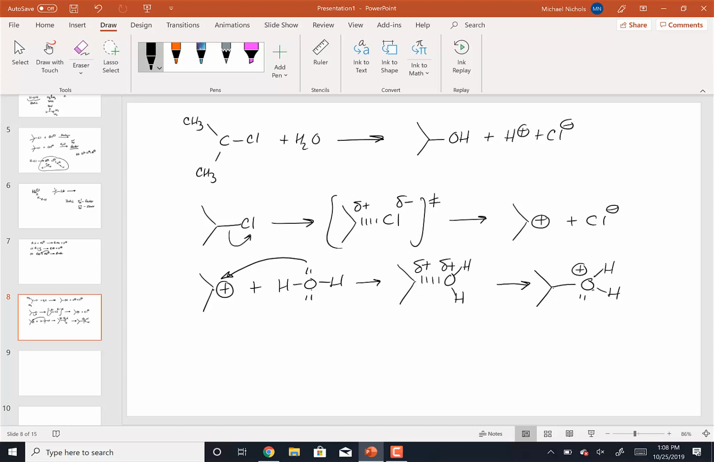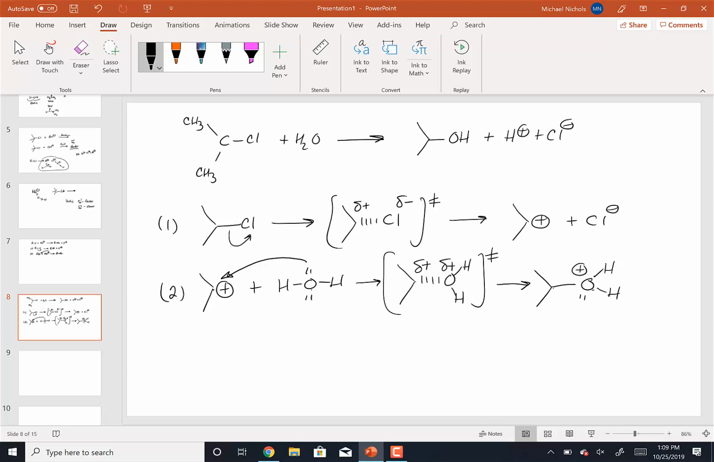So you look at that and you say, wow, 2 delta plus charges next to each other? That's not very stable. Well, this is a transition state. It's the peak. It's not very stable. One of the reasons why it's not very stable is because it's got 2 delta positive charges next to each other. So what's happening is the plus charge is being transferred from the carbon to the oxygen as we're making a bond. So this was elementary step 2 of the mechanism.